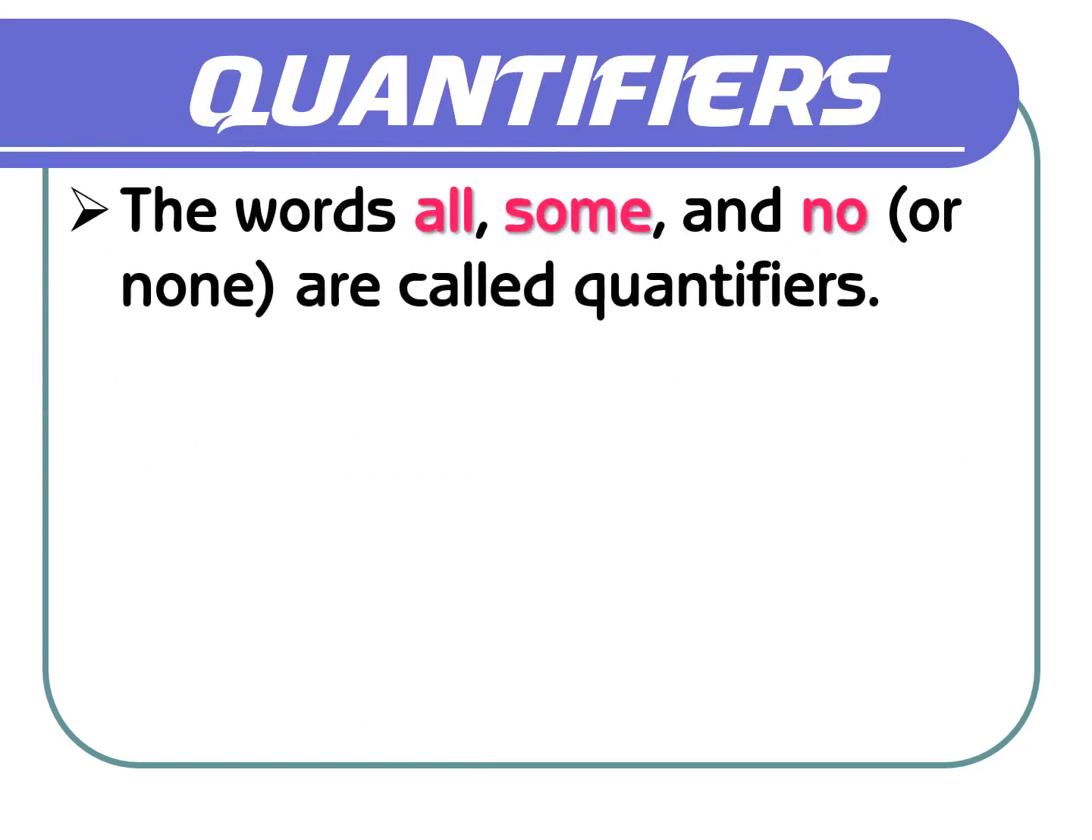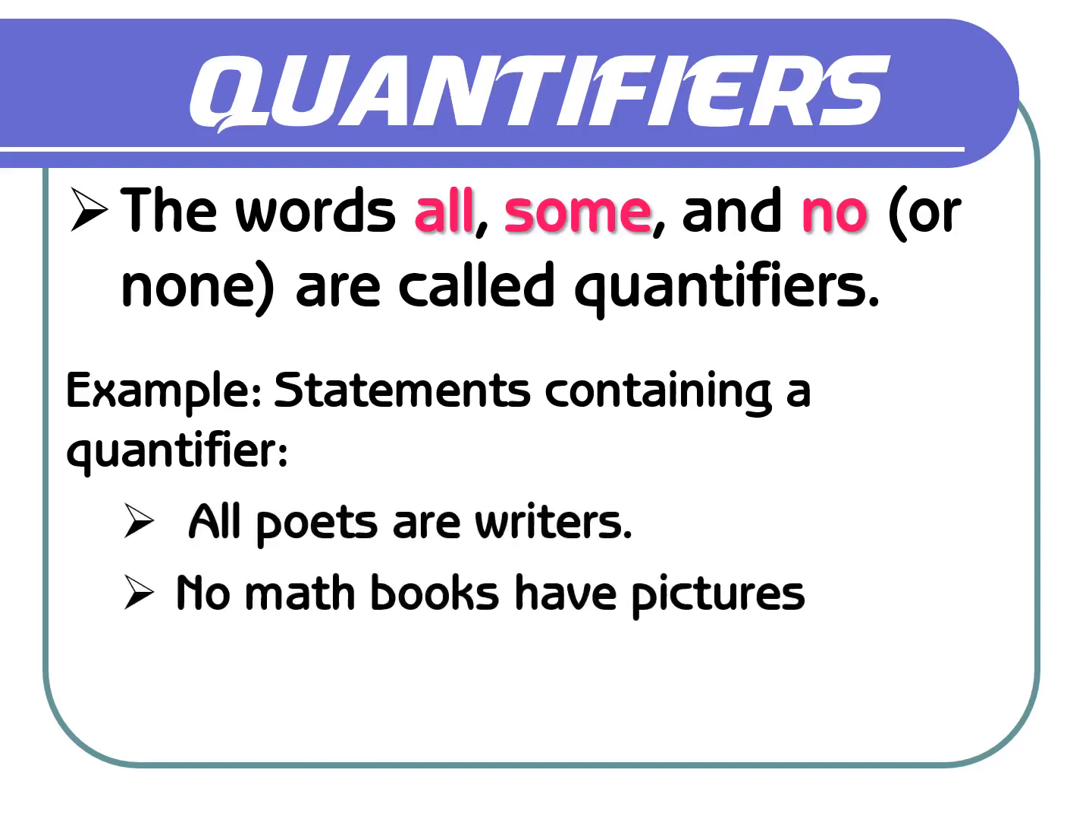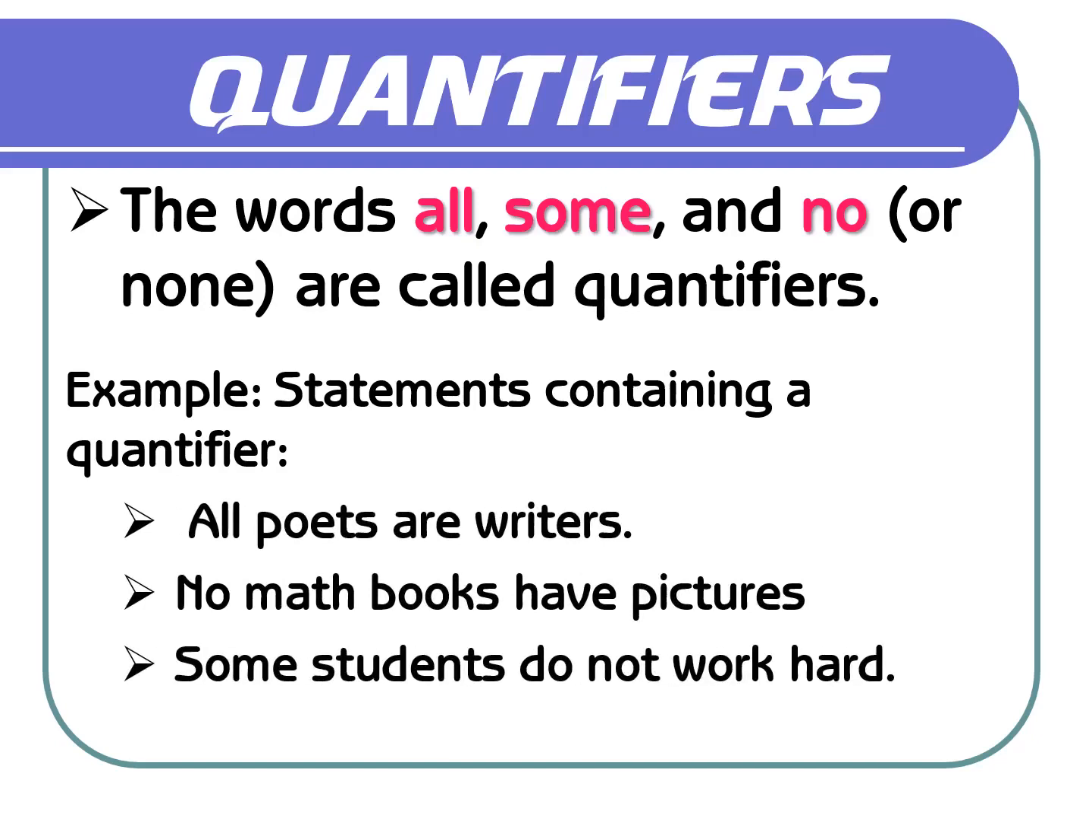The words all, some, and no or none are called quantifiers. These are examples of statements that contain a quantifier. For example, all poets are writers. No math books have pictures. And some students do not work hard.